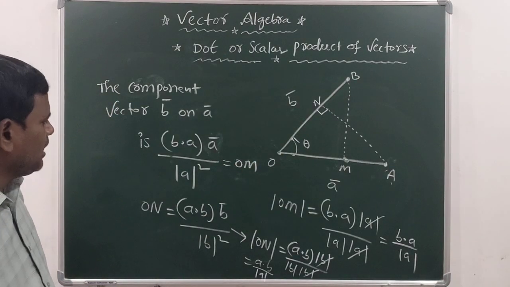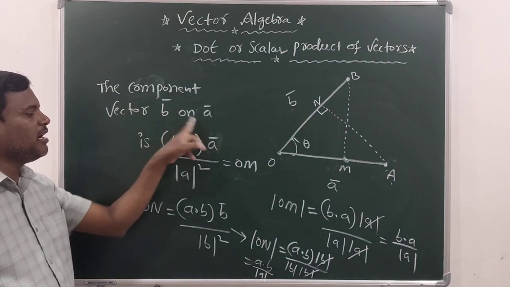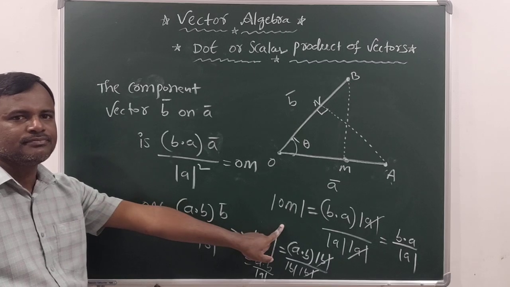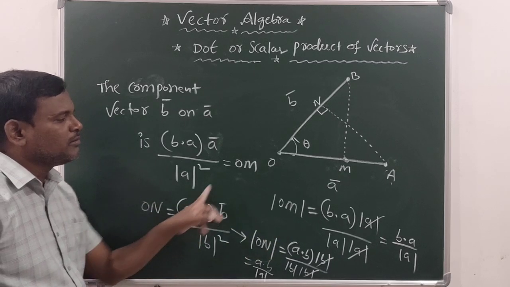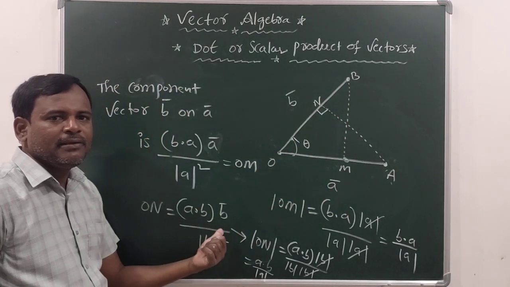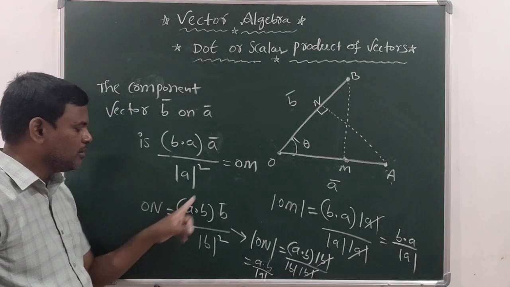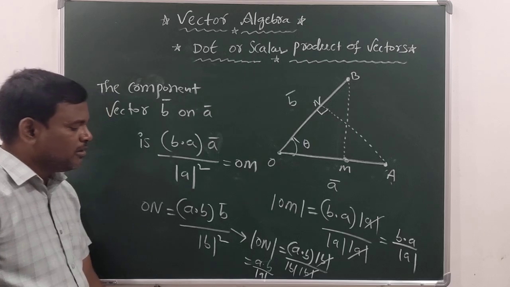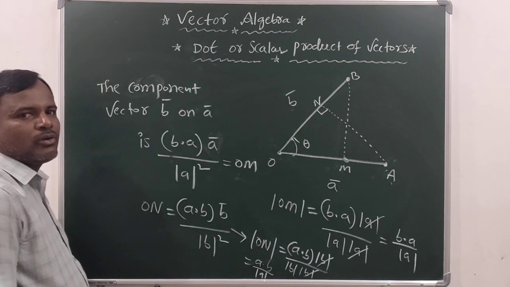Okay, students, I hope you have understood this. The component vector of B on A is this, whose magnitude is this. The component vector or orthogonal projection of A on B is A dot B bar by mod B whole square. Now if you want the magnitude, take mod on both sides, simplify, and you will get A dot B by mod B. Okay, right.